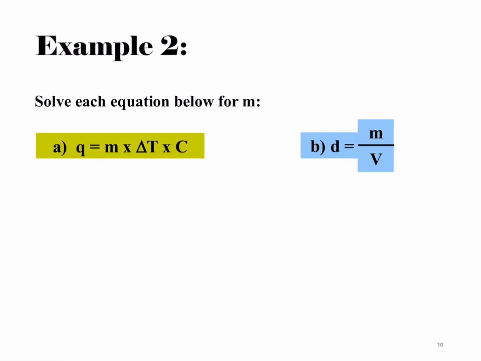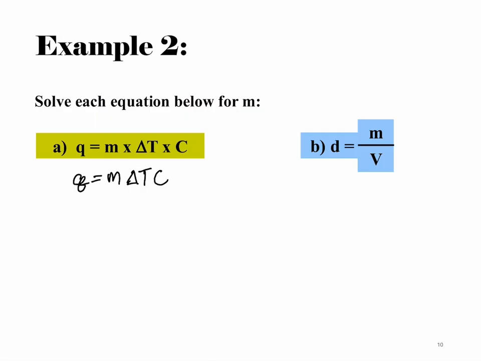Okay, so here we have 2 different equations. Why don't you guys take a second to solve for m in both of these equations, right? So before we had exclusively numbers and one variable. In both of these, we have no numbers anymore. Everything will just be in terms of variables. That's a little confusing. So this is m delta T times C.